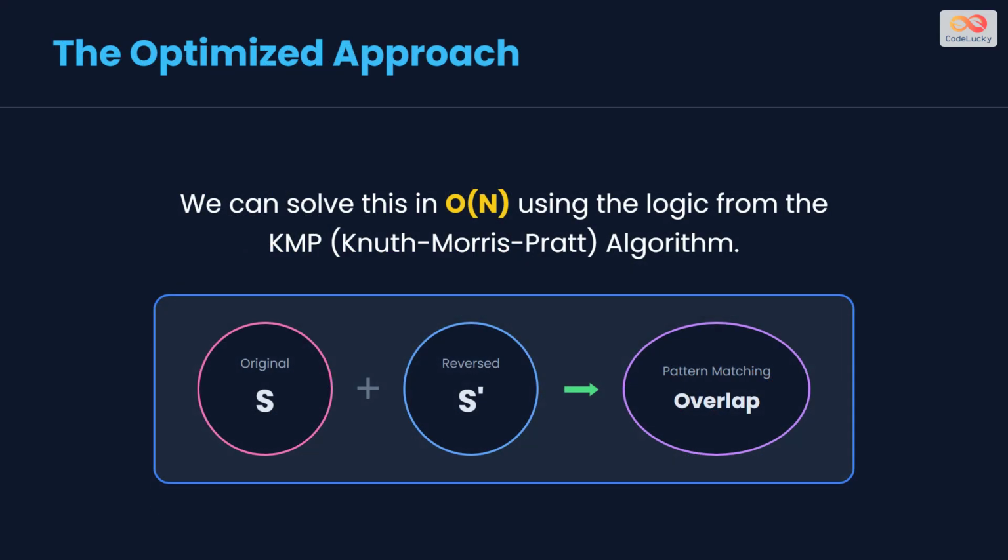We can optimize this to linear time, O of n, by borrowing a concept from the KMP pattern matching algorithm. Specifically, we will use the idea of the lookup table that finds repeated patterns.